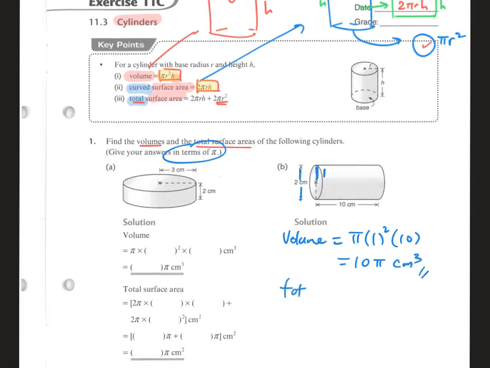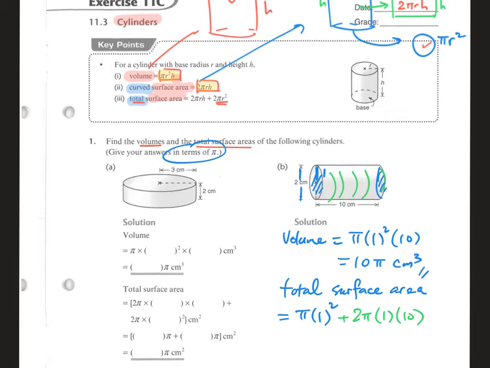While if you're talking about the total surface area, there are three parts if you still remember. First of all, the first circle, so it's over here. Next, the curved surface is 2 pi r h, which is 10 cm. And the last part, which you can't see quite clearly, is also pi 1 squared. And finally, it's pi, 20 pi, and one more pi. And that's why at last you have 22 pi cm squared.